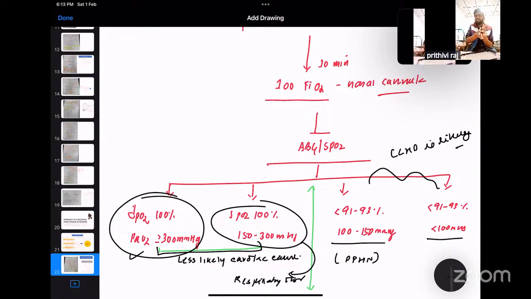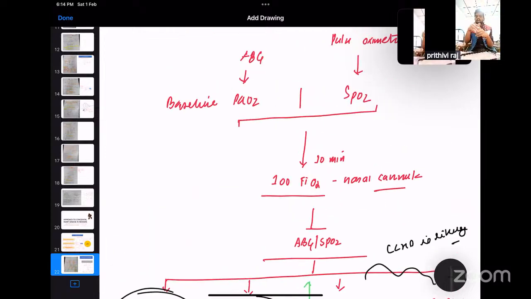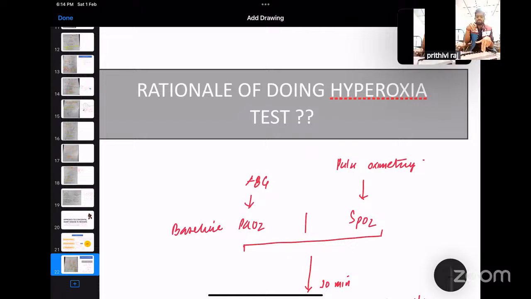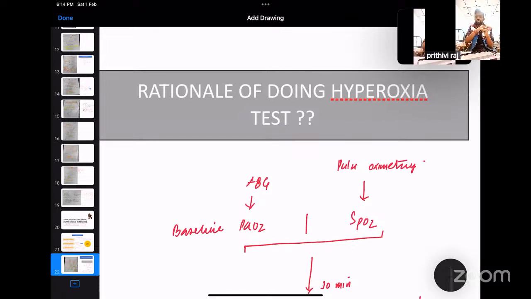So that is the reason for doing the hyperoxia test. By this test, you have a good way of delineating whether the cause of cyanosis is of respiratory etiology or cardiac etiology, right? Now, another question is the rationale of doing the hyperoxia test, whether it's indicated or not.